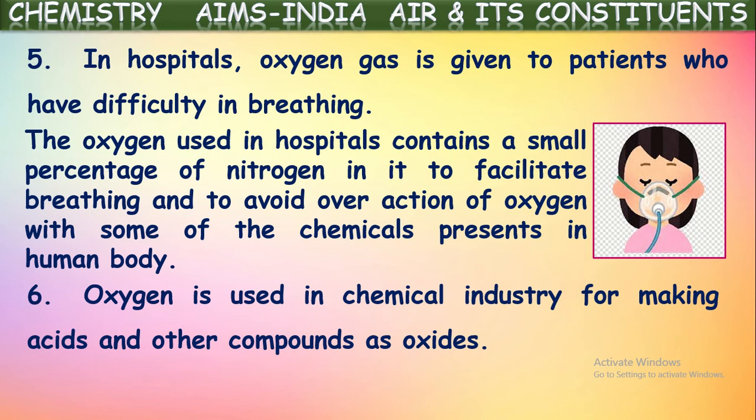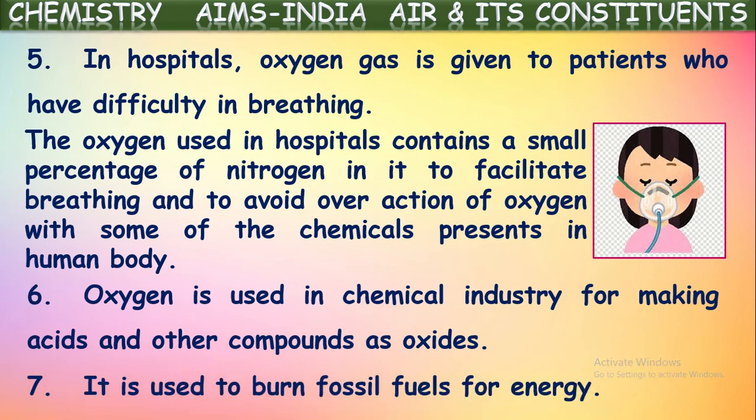For example, sulfuric acid: how is it formed? When sulfur is burnt in the presence of oxygen, it forms its oxides like sulfur dioxide and sulfur trioxide. These oxides, when dissolved in water, form acids. So, in this way, acids are formed with the help of oxygen in the laboratory. In that way, oxygen is also being used.